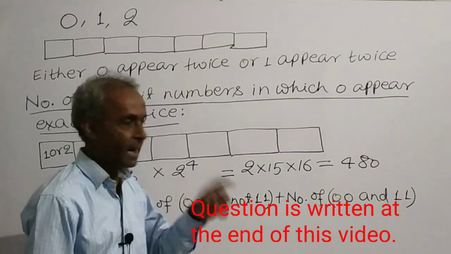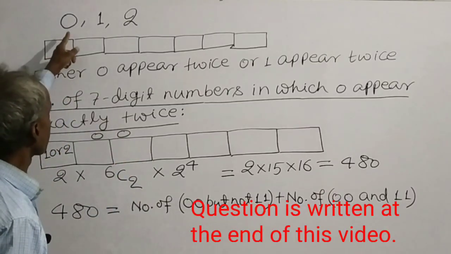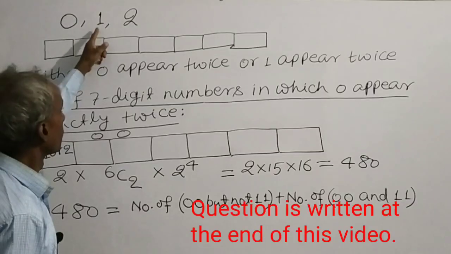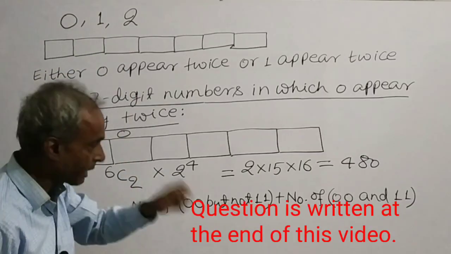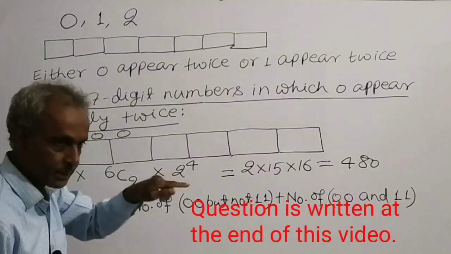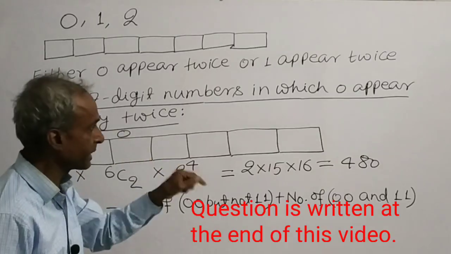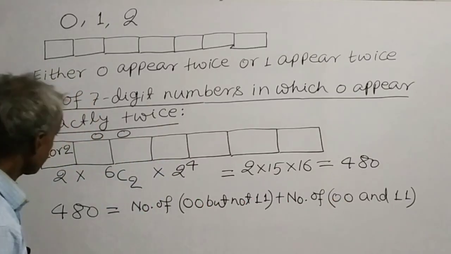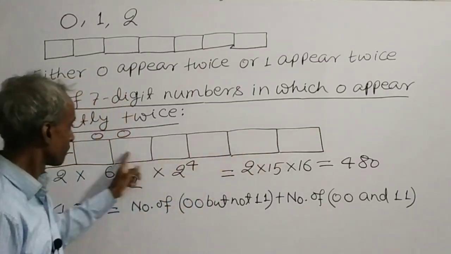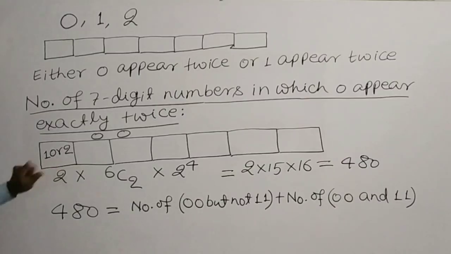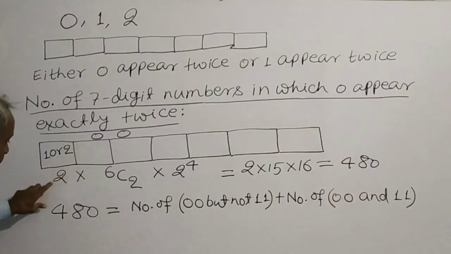We have to find the number of 7-digit numbers that can be formed by using 0, 1 or 2, and in each number either 0 appears exactly twice or 1 appears exactly twice. This is 7 places. The first place can be filled either by 1 or by 2. That means in 2 ways.